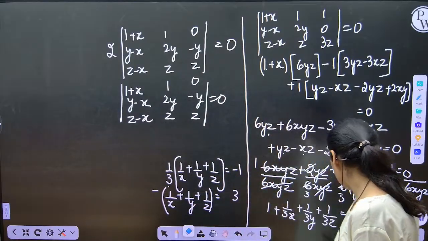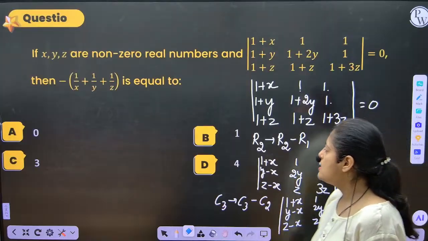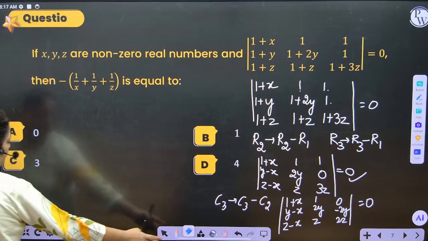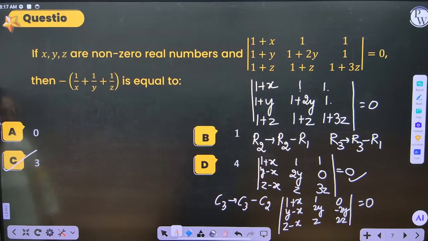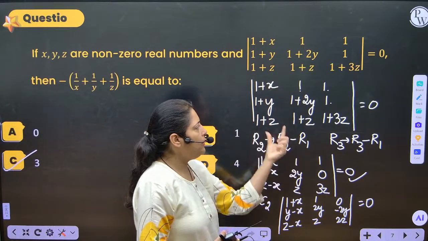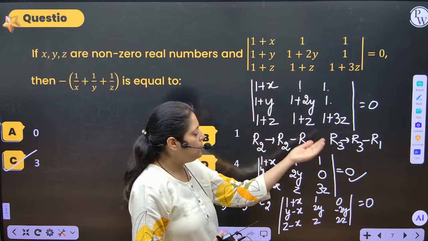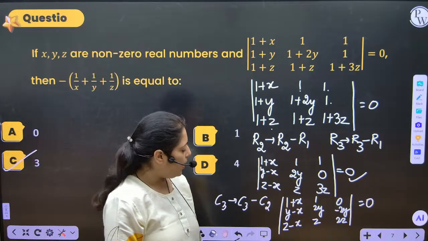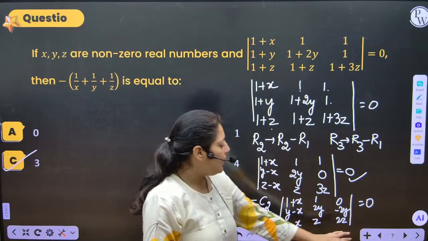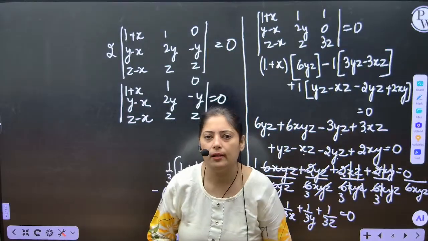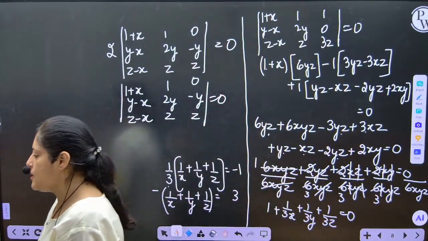The answer is 3 here. Which option is correct? C option. This is the correct answer. C option is the correct one. So what I have done is, first I simply subtracted the second row and the first row, and then I subtracted row 3 and row 1 also. Then I simply expanded it, took the terms here and there and got the answer. Note it.